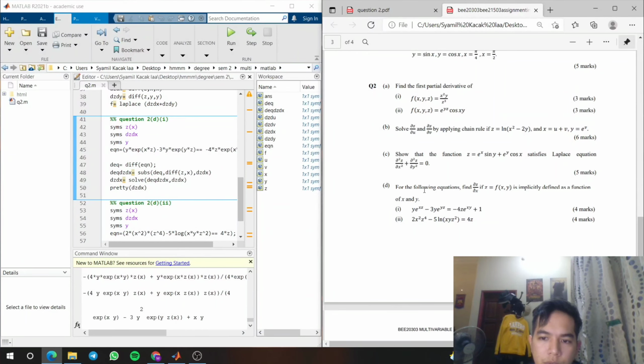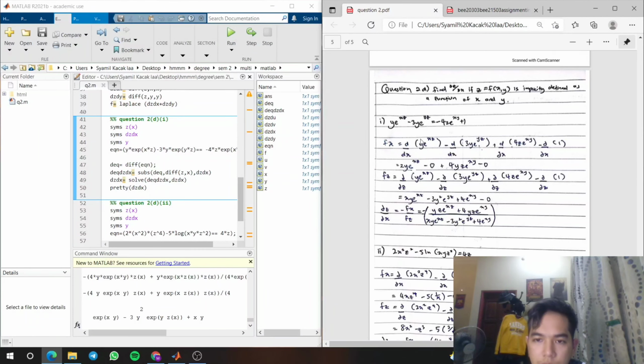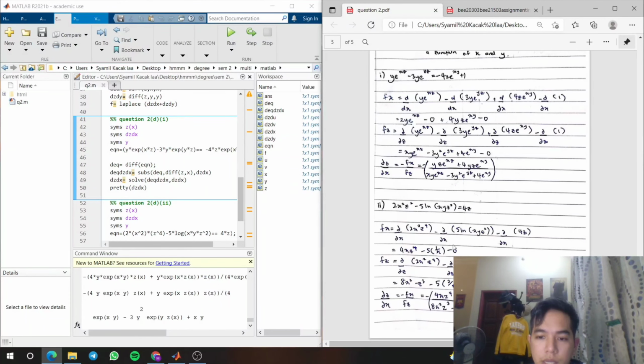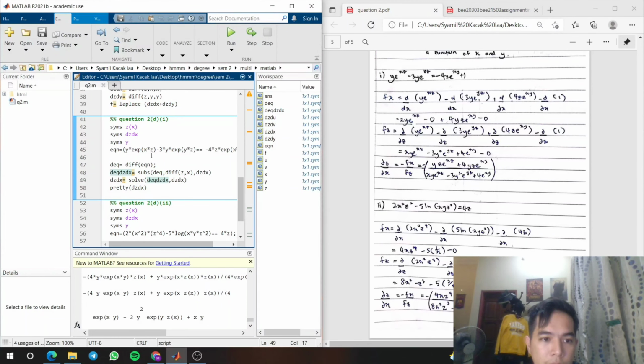Last one, 2D, for the following equation, find delta z over delta x if z equal to f(x,y) is explicitly defined as a function of x and y. Number one and number two. For this equation, we just arrange this equation from the right hand side to the left hand side, and then we integrate each of this equation with x, and then we differentiate this equation with respect to z. I did number one and number two at the same time, and after we got the answer, we just put delta z over delta x.